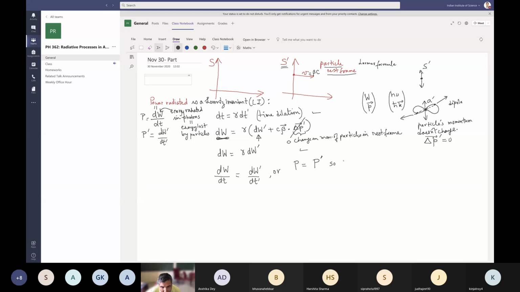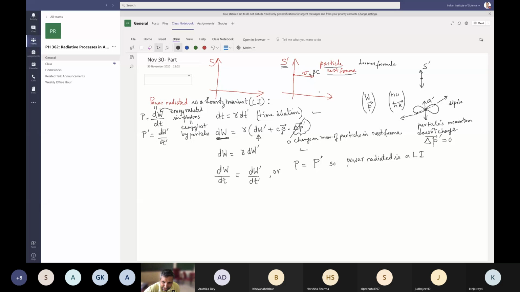So power radiated is a Lorentz invariant. What it means is that if you integrate over all solid angles, then you measure the same power irrespective of the frame that you are measuring it in. Very, very powerful result actually.